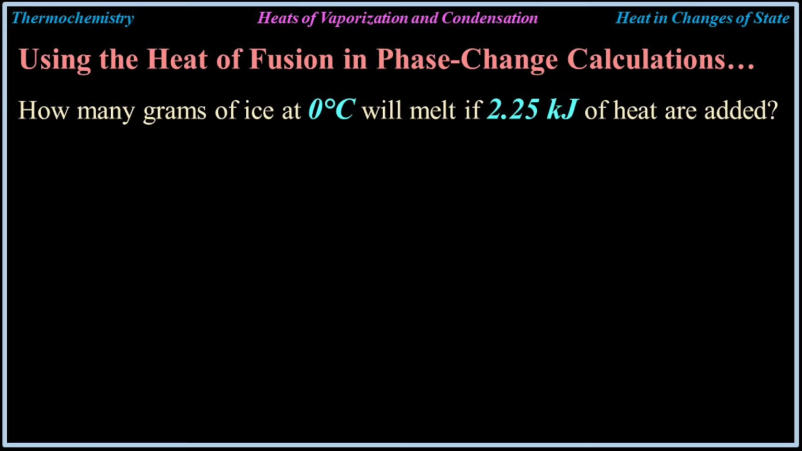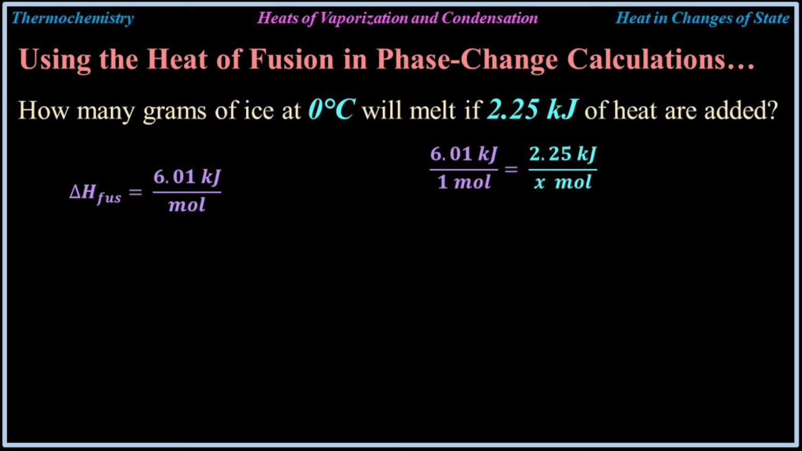Using the heat of fusion in phase change calculations: how many grams of ice at 0 degrees Celsius will melt if 225 kilojoules of heat are added? The heat of fusion equals 6.01 kilojoules per mole. That's going to be the constant, and that's going to equal 225 kilojoules over X moles. I'm using proportional relationships here. It's easier. So X is going to be 0.374 moles.